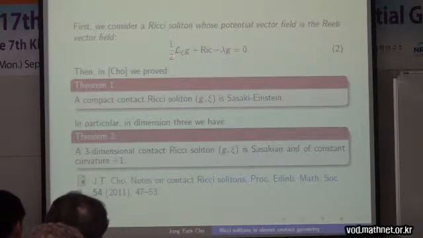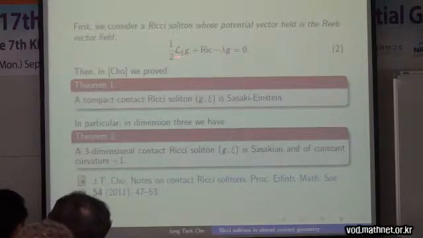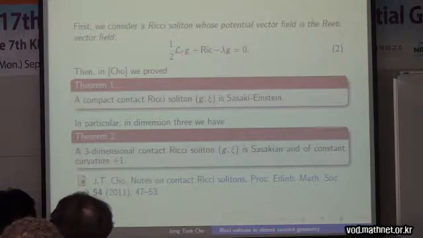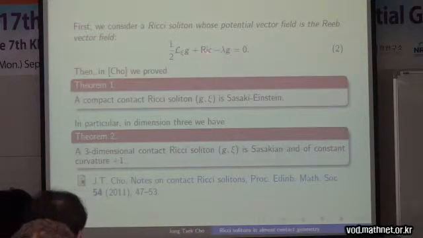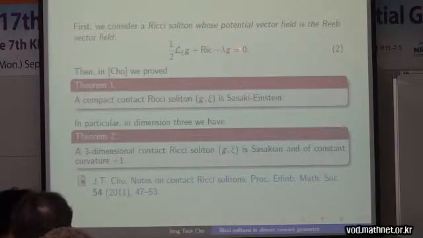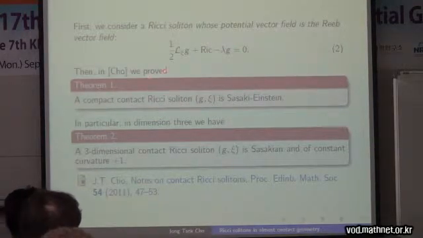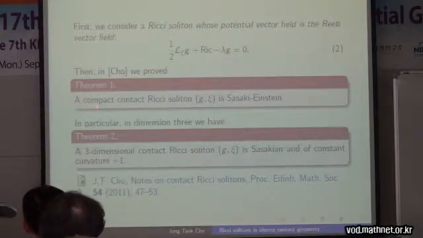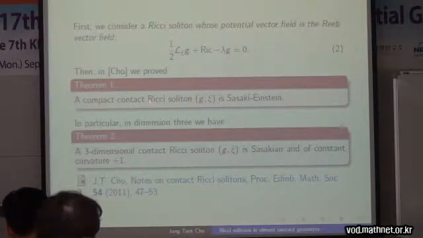1/2 L_ψ g. Here L is the differentiation with respect to the vector field ψ, g plus Ricci tensor minus λg is equal. Then we prove Theorem 1: a contact Ricci soliton. A contact Ricci soliton means a contact metric manifold satisfying this equation.